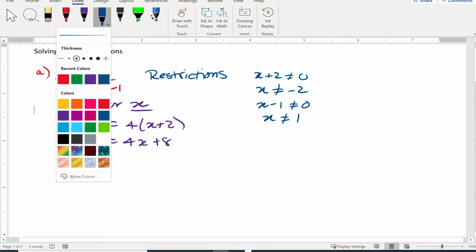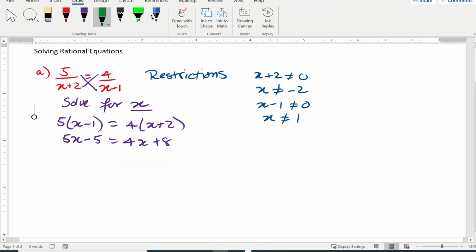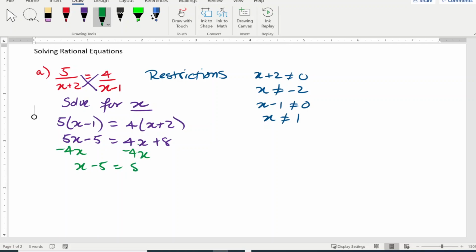Now let's go ahead and combine like terms. We're going to subtract 4x from both sides. That gives us x minus 5 is equal to 8. Now let's add 5 to both sides. So we get x is equal to 13.